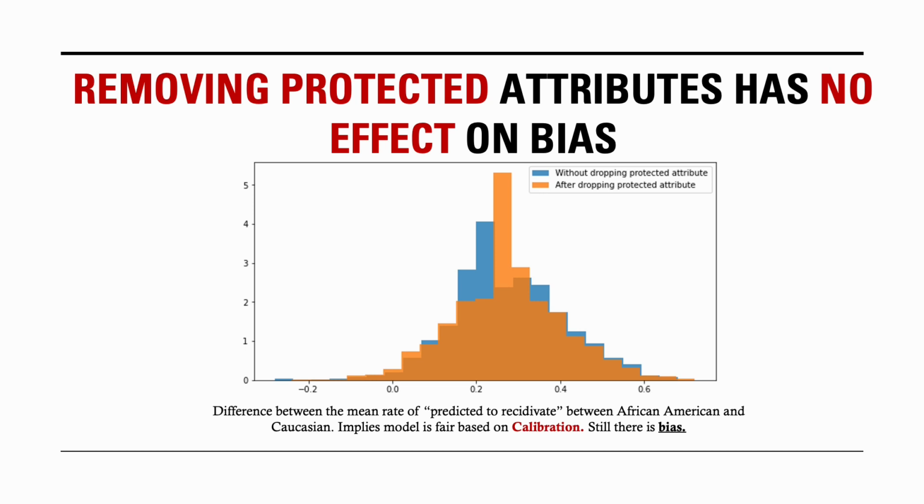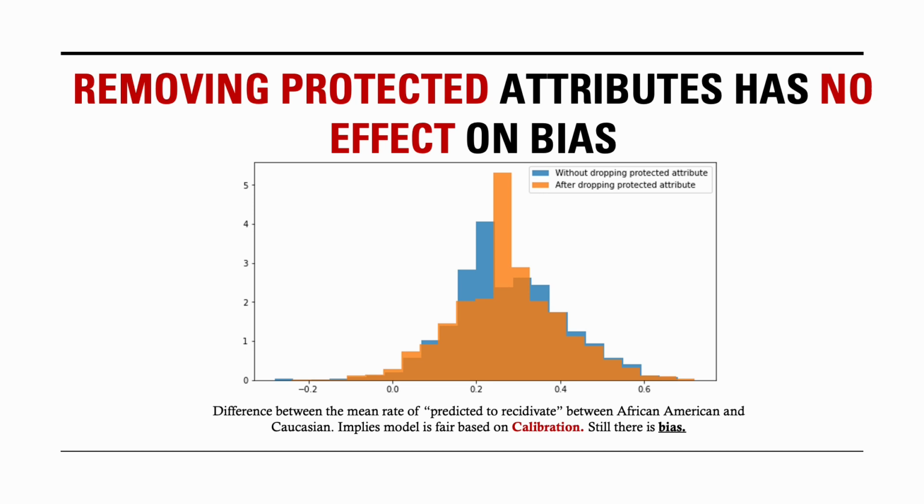As one should expect, if there was no bias, the histogram would be centered around 0, since we are taking the difference between 2 mean rates of predicted recidivism. We will call this metric our fairness proxy, as we will keep using it in the rest of the slides. But, as we can see, these histograms are centered around a positive number, which means that African Americans are biased against. The histogram in blue is the model where the protected attributes were present, whereas the histogram in orange is with the protected attributes dropped.